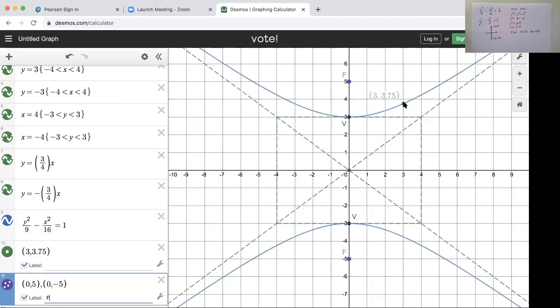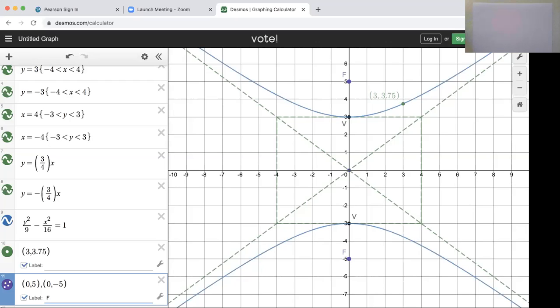Here is a point we found on the graph, (3, 3.75). We think it's on the graph. Maybe I'll go ahead and actually prove that. But I want to find the distance from this point to that focus, and from this point to that focus, and subtract. I'm supposed to show that that difference is constant, that if I pick any points on the graph, that distance will always be the same.